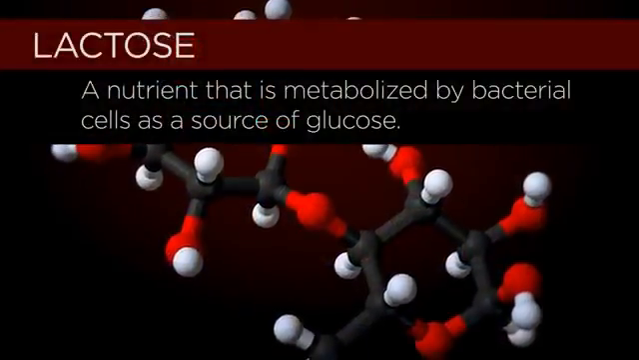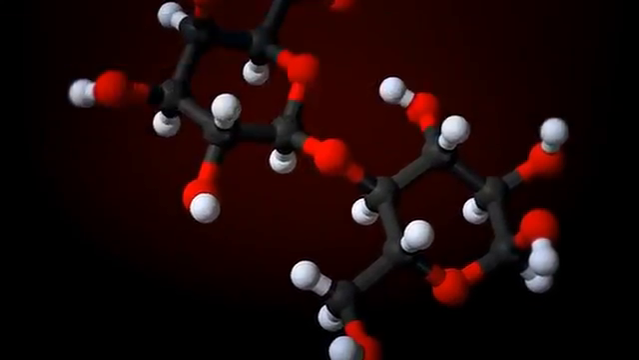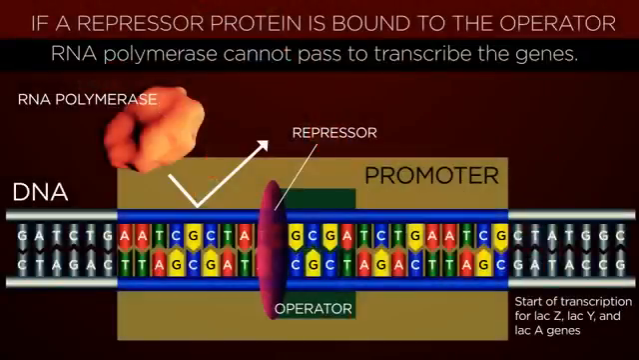Lactose is a nutrient that is metabolized by bacterial cells as a source of glucose. There are 3 genes in the operon, and they are called LAC-Z, LAC-Y, and LAC-A. The proteins that are encoded by these genes transport and break down lactose. If lactose is not present, the repressor protein binds to the operator region, and RNA polymerase cannot pass. Therefore, the mRNA for LAC-Z, LAC-Y, and LAC-A are not transcribed.